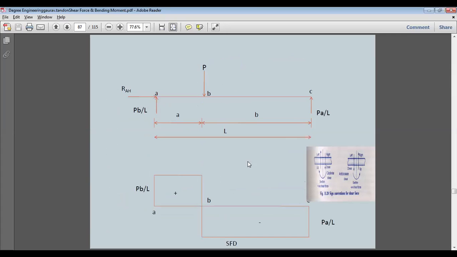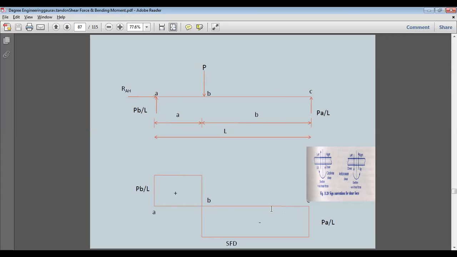We can see here on our left we have PB by L, and on the right side PA by L. These two are reactions. P is vertically downwards. If we check the left side section, if we cut the beam from here, we will see there is one reaction vertically upwards, and if we cut the beam from here, we will see there is also a reaction vertically upwards. So this vertical upward reaction is giving us negative shear force, as you can see here in the side dimension, and this section is giving us positive shear force.